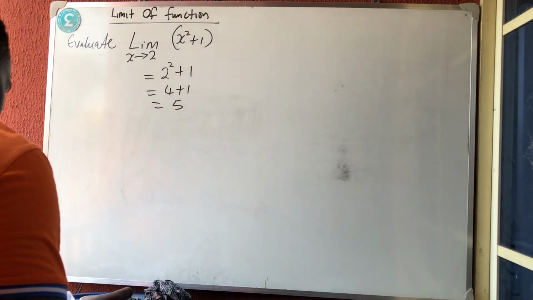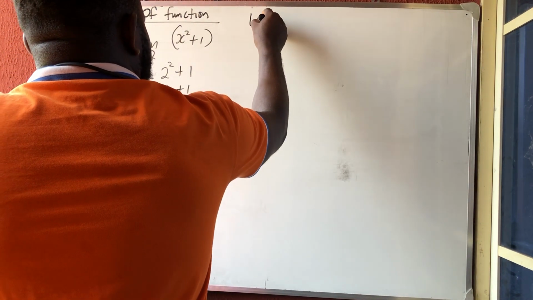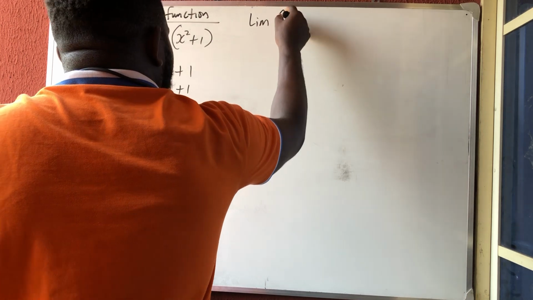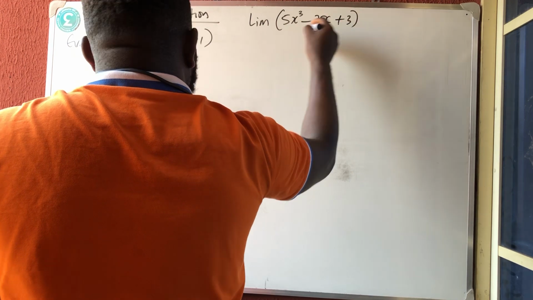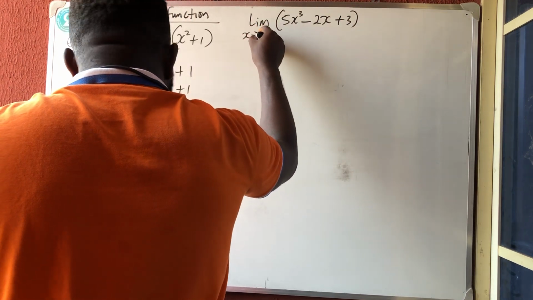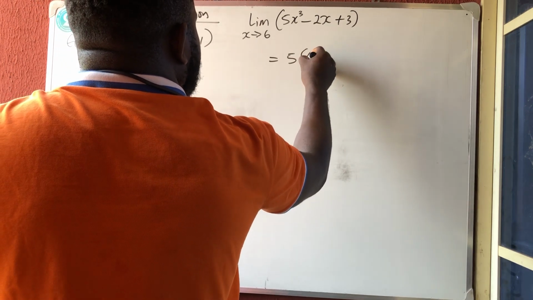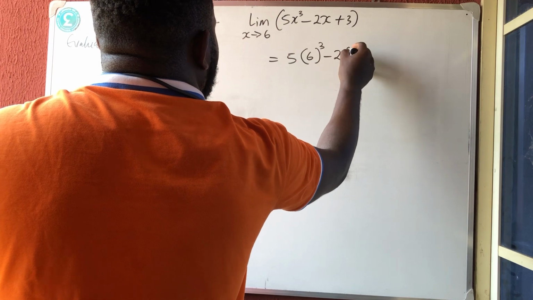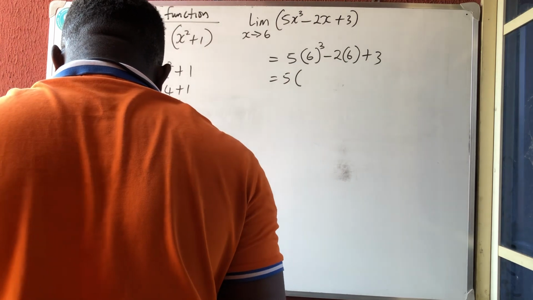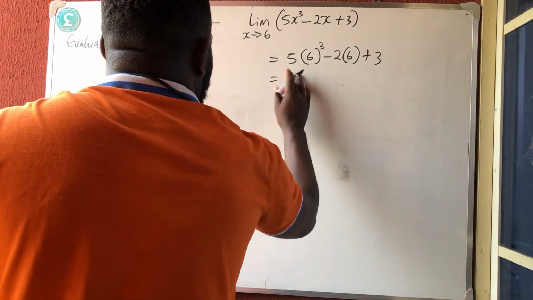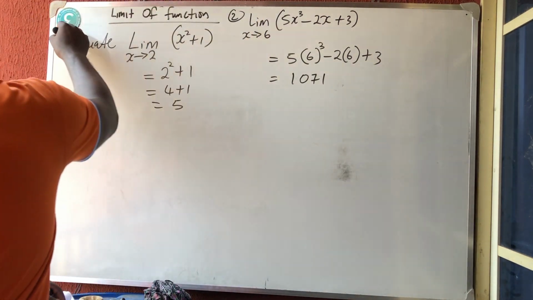So number 2, we'll solve so many questions here. Number 2: the limit of 5x cubed minus 2x plus 3 as x approaches 6. As simple as that. My answer is 5 times 6 all raised to power 3, minus 2 times 6, plus 3. Just do everything, and you have 1071. So this is number 2.